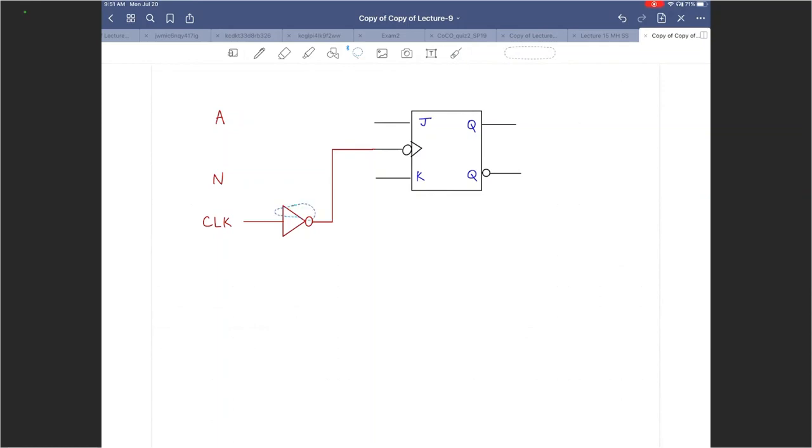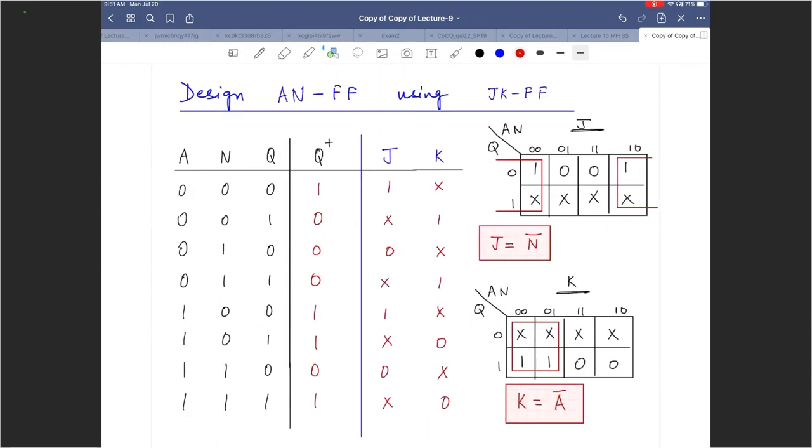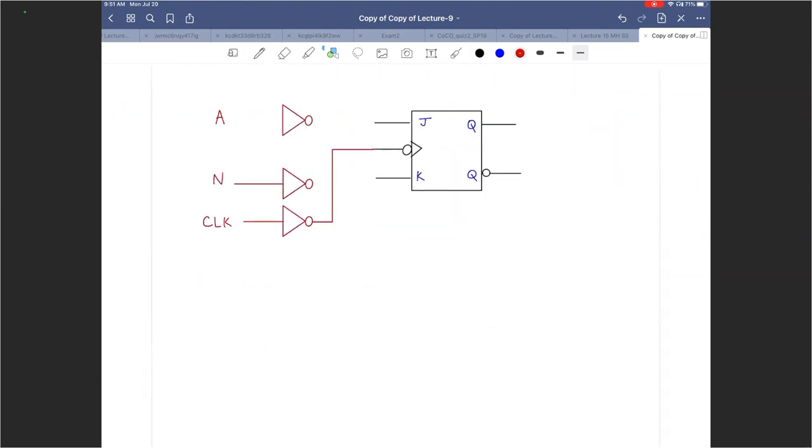I will use my NOT gate again. I believe I need it again as well for A, so I will have that ready as well. And N complement. So N comes in from here, and complement needs to go to J. And done. Next.